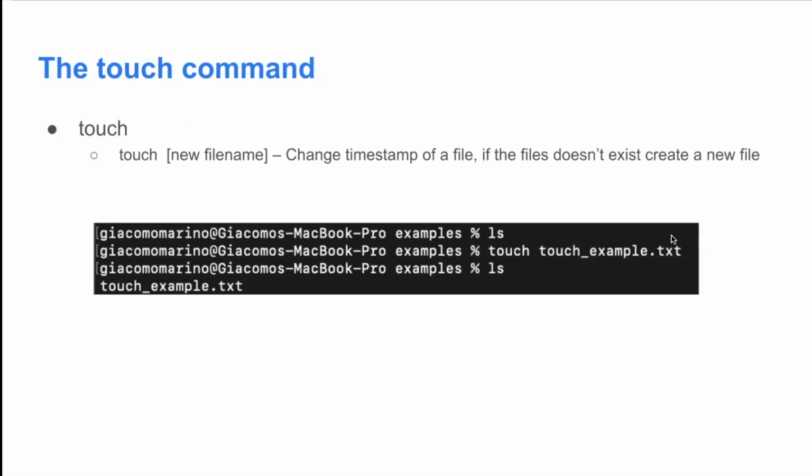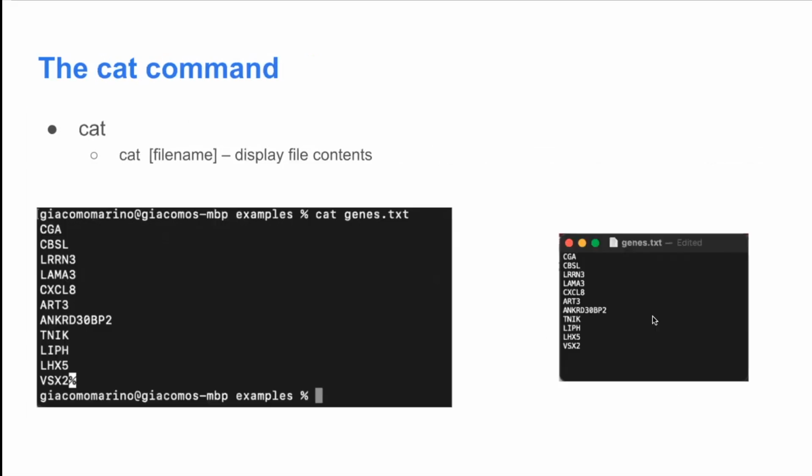The touch command will let you create a new file, or it will change the timestamp of the file if it already exists. So here, if we list the contents of this examples folder, we'll see that there's nothing in it, nothing was printed. So if we touch and then this file touch example.txt, we can see that that file now exists.